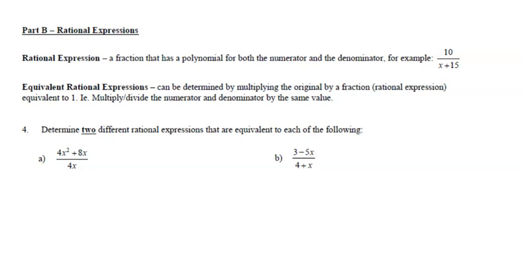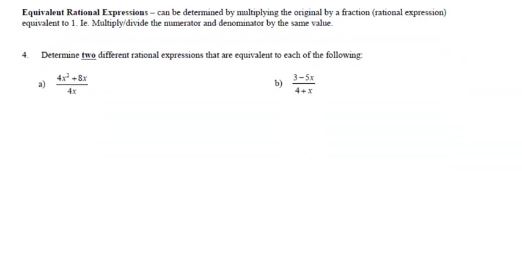Give 2 different rational expressions that are equivalent to each of the following. All right, how do we get an equivalent rational expression? We multiply the original by a fraction. So, simple, we could just say, let's take (4x squared plus 8x) over 4x, and we're going to multiply that by 3 over 3. Multiply it by 3 over 3. Okay, do it. What do you got?